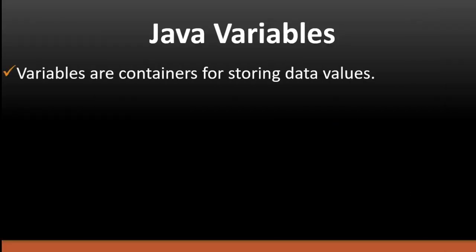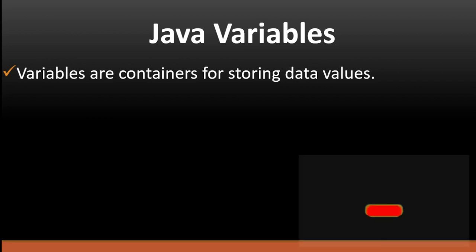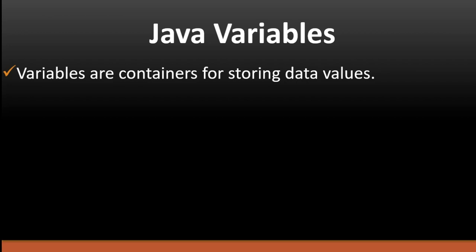Java variables. If you want to store any values, you need a container. Java variables are nothing but containers for storing values. So, what are data values? For example, if you want to store your address or your name or your age, they are nothing but your data values. To store all this kind of data, we need what? A container, and that is nothing but variables.